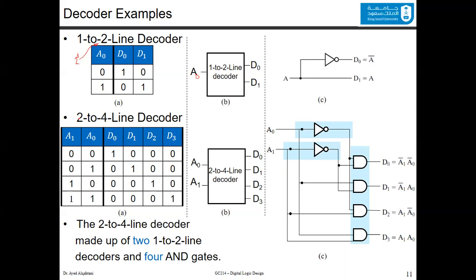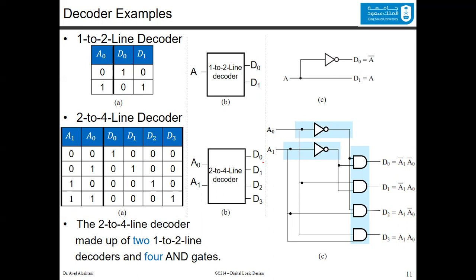If we have the inputs to be 2, then the output is 2 to the power of 2, which is 4. Now, similar idea here. We want to generate the min-terms for each one of them. The D0 here is going to correspond to A0 bar, A1 bar, as you can see here. The D1 is for A0, A1 bar. The D2 is for A0 bar, A1, and the D3 is for A0 and A1.